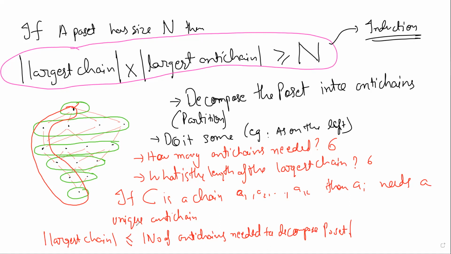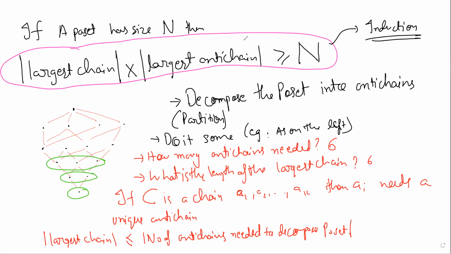All I'm saying is that you take your poset, you break it into anti-chains, and you cannot find a chain bigger than the number of anti-chains you create. Equality may not hold. In this case, equality is holding, but at least the less-than part is clear, that it cannot be more. So for example, if I break it in a stupid way and needed 7 anti-chains, the length of the largest chain obviously will not increase. It is the same as 6.